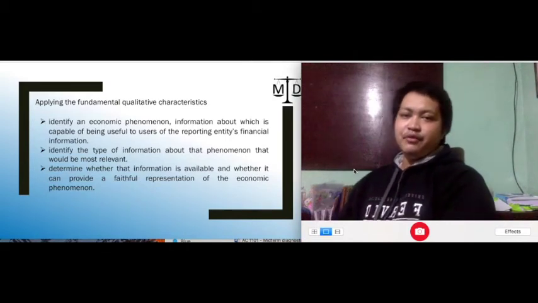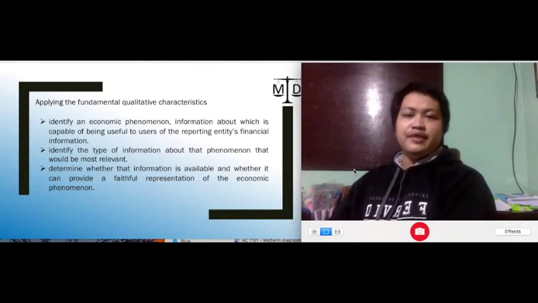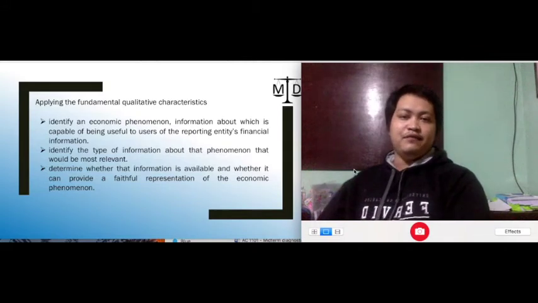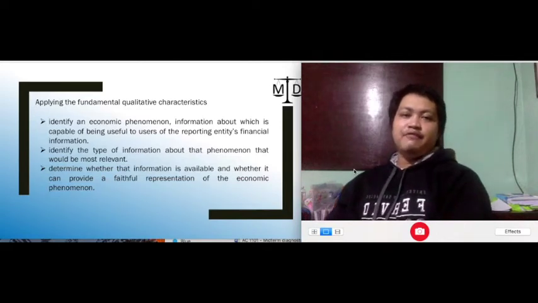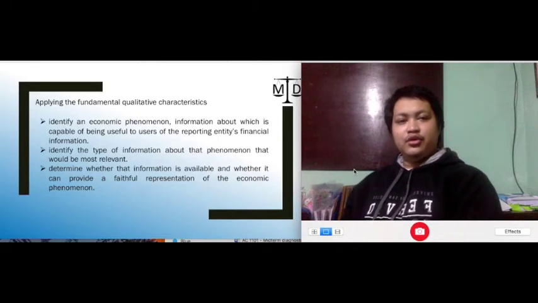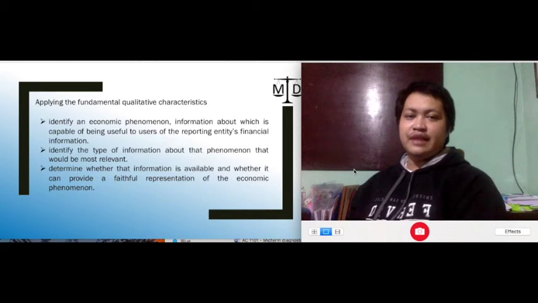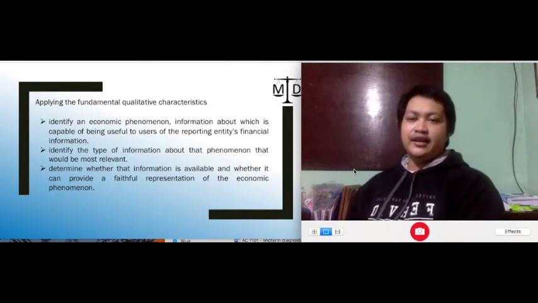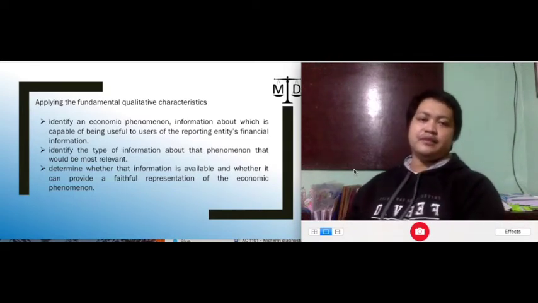Second is to identify the type of information about that phenomenon that would be most relevant. And the third is to determine whether that information is available and whether it can provide a faithful representation. So you look at the transaction, identify the most relevant information that can describe the transaction, and determine whether such information is available. If, based on your assessment, you have concluded that the most relevant information to describe the transaction is available, then that would be the end of the process. If the most relevant information is not available, then you go to the next most relevant information and again determine whether such information is available and whether it can still faithfully represent the transaction.